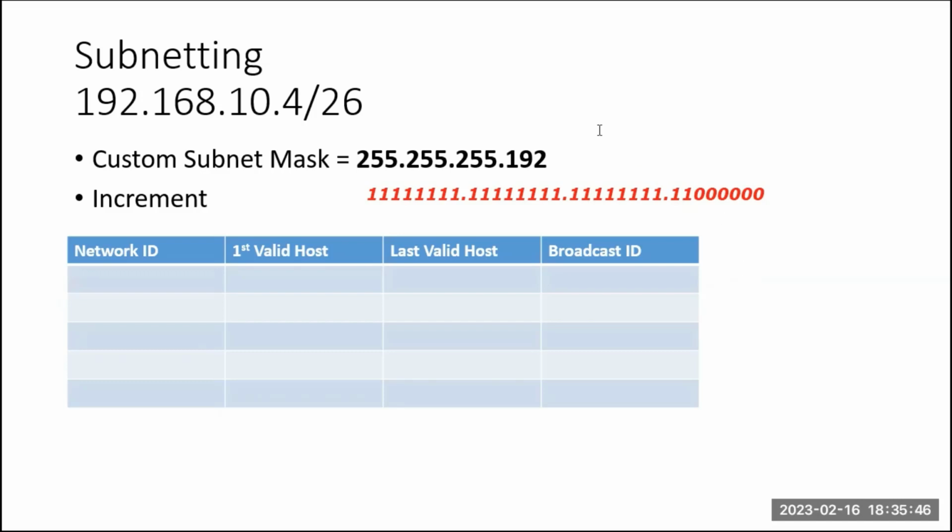Yes, sir. All right, so what we're doing now is subnetting. How do we get the increment? What's the increment equal to? We take away 192 from 256. So 256 minus 192 gives us 64.